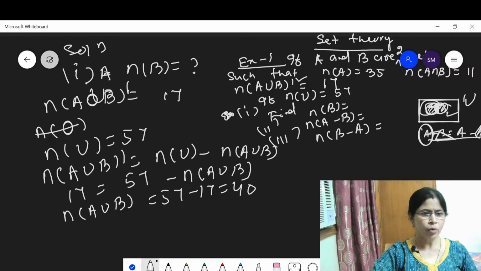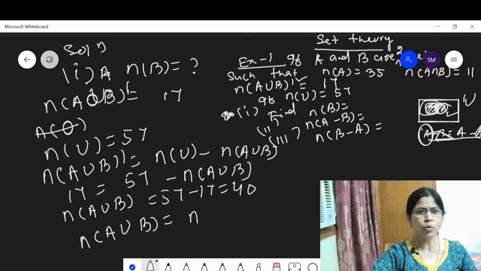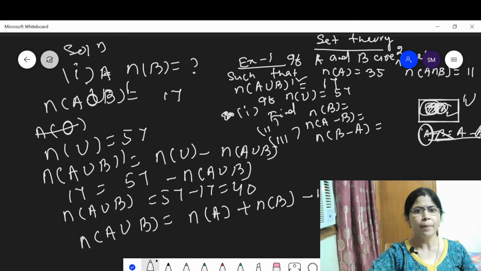Then here we have to find the number of elements present in B. You know n of A union B is equal to the number of elements present in A plus the number of elements present in B minus the number of elements present in A intersection B. Here we know the number of elements present in A union B is 40, put it here. The number of elements present in A is 35.